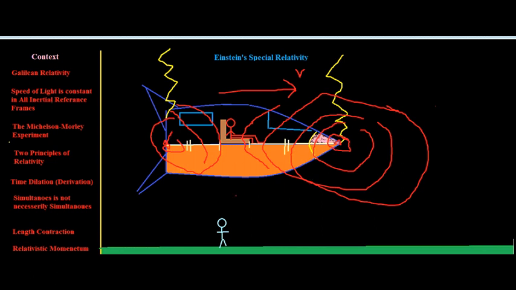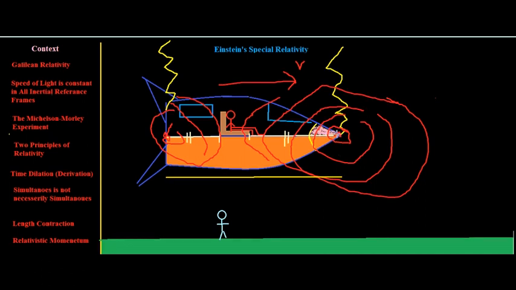So let's say this was the initial length. If the spaceship contracts, then the observed length would probably be this. This is what it means to length contract.